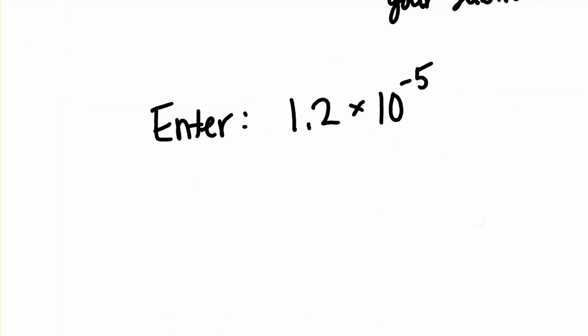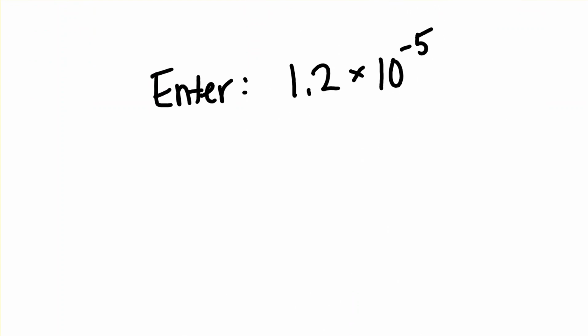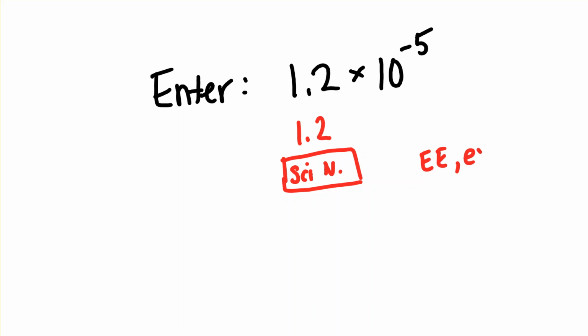So we're going to start by entering this number. And to enter this, you're going to enter the front part, 1.2, and then you're going to hit your scientific notation button, for example, the EXP, or whatever it looks like. And then you'll enter your exponent. On some calculators you can enter the negative first and then the 5, but on some you have to enter the 5 and then the change sign button.